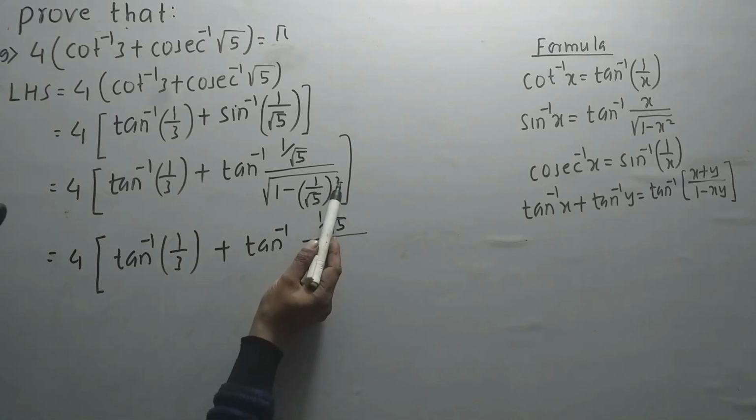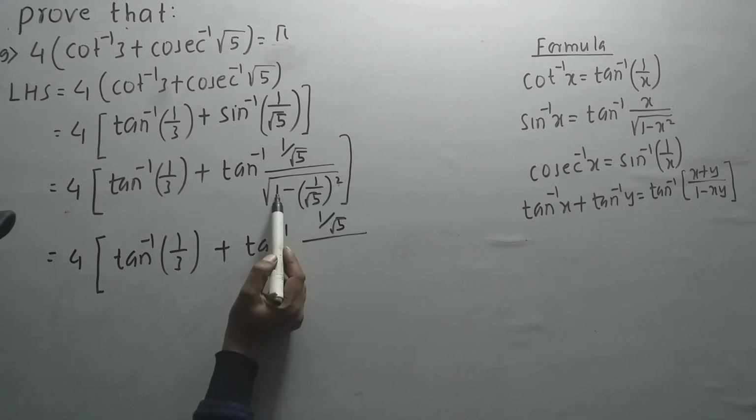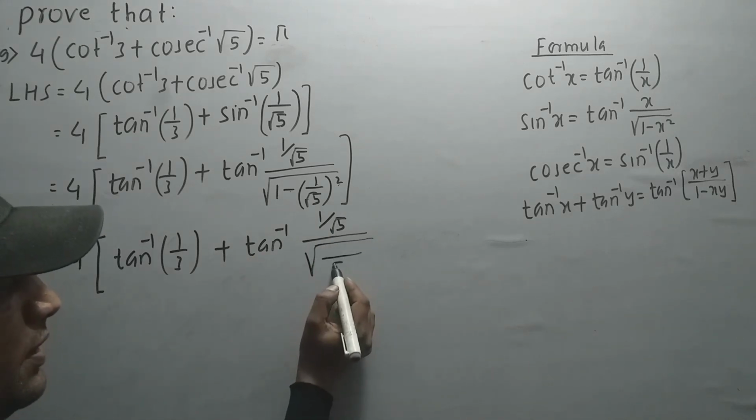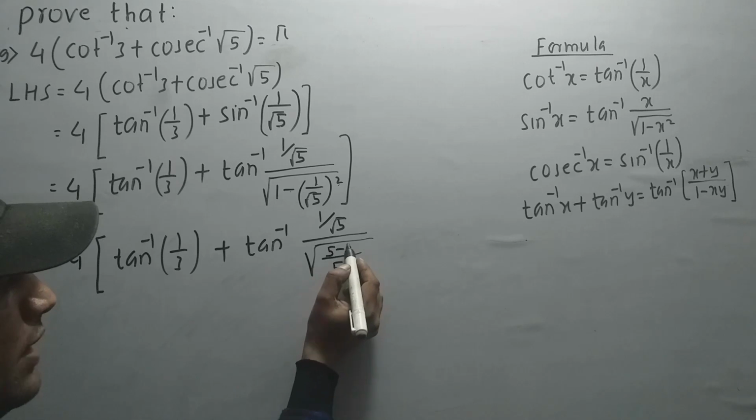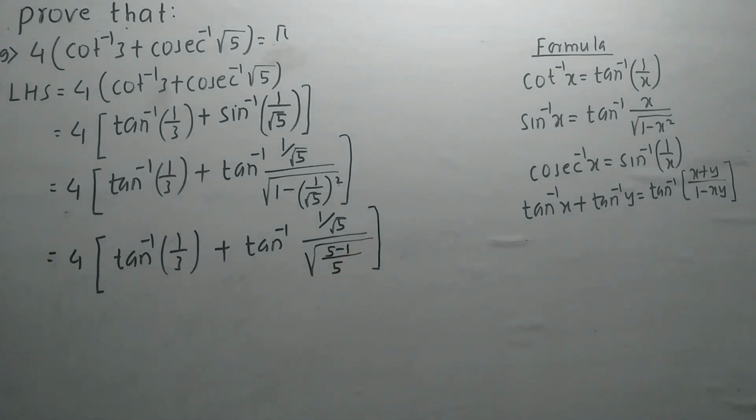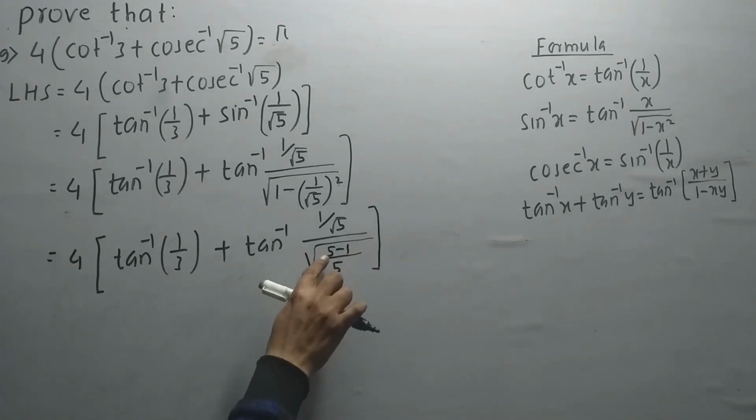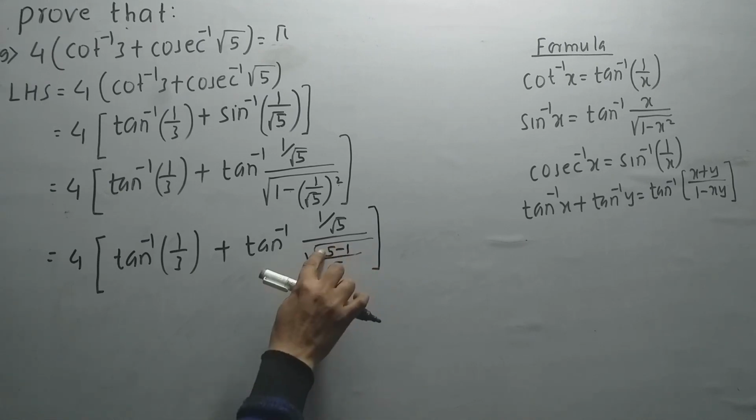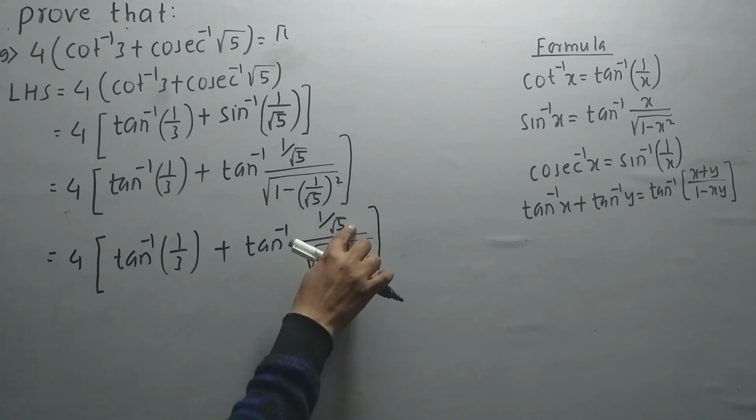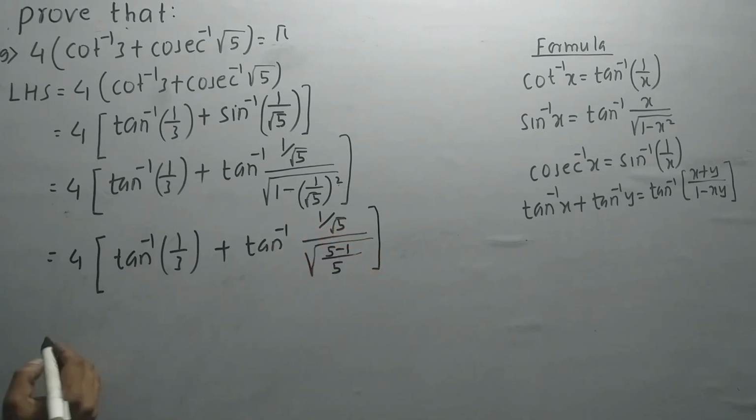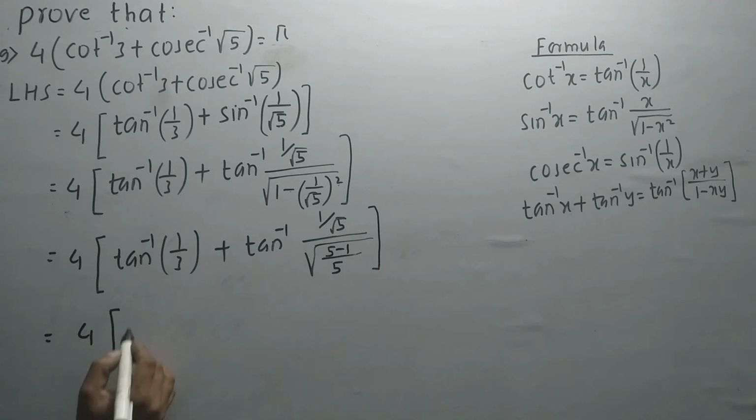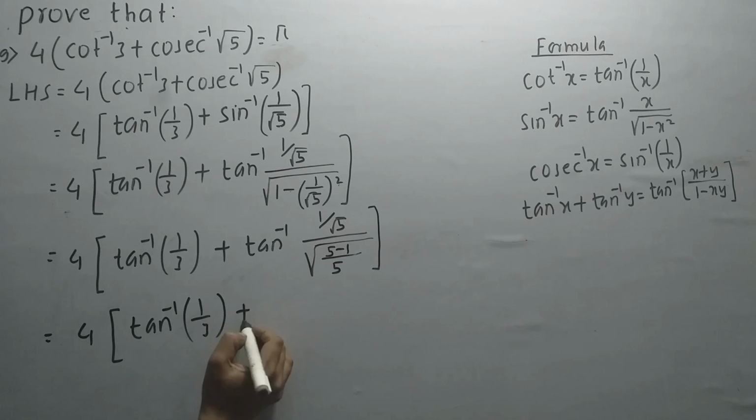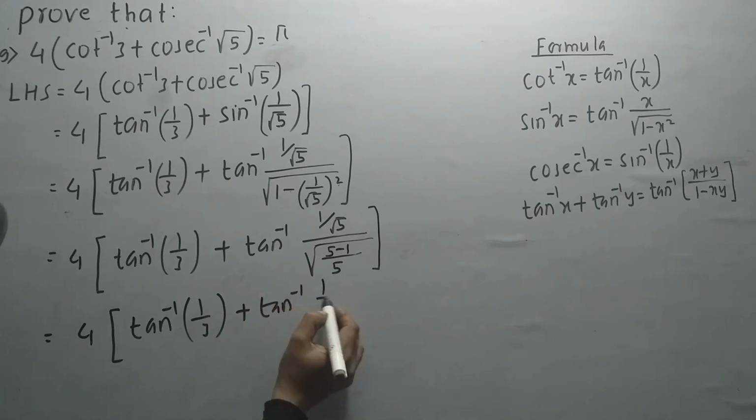So 1 square is 1, under root square is 5. So 1 minus 1 by 5 left. Under root, if you take here 5 LCM, you will write here 5 minus 1. That will be 4. That 4 will be extracted from root, that will be 2 by under root 5. Root 5 and root 5 will be cancelled. So 1 by 2 left here. So write here 4, tan inverse 1 by 3 plus tan inverse 1 by 2.